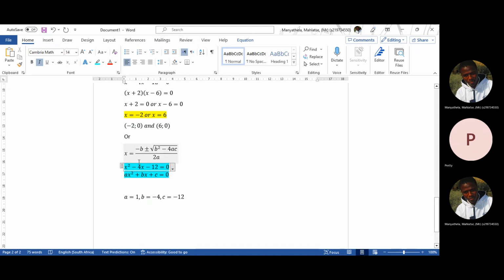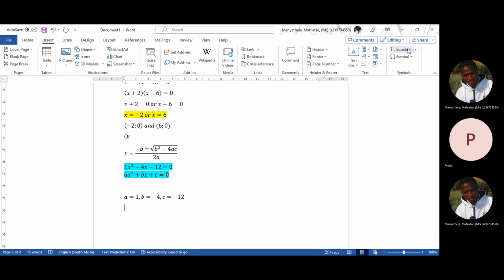Normally, look at the x squared; the number in front of it is the value of a. So in this case, it's 1x squared. Then the number attached to x is b, and the constant, the one without x attached to it, is the value of c. So minus 4x means b is minus 4, and I get minus 12 as the value of c. So okay, fine. We can find the value of x.